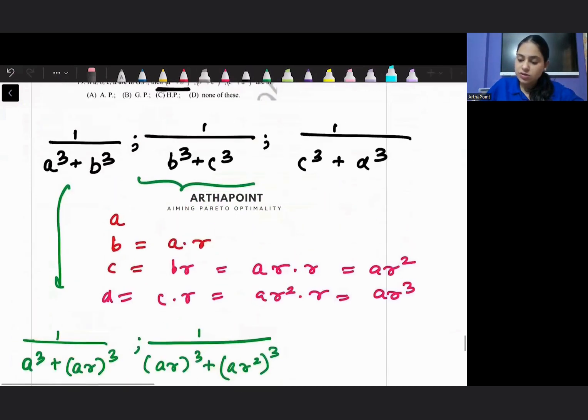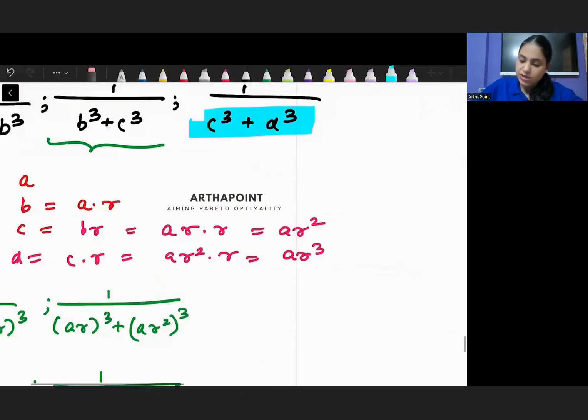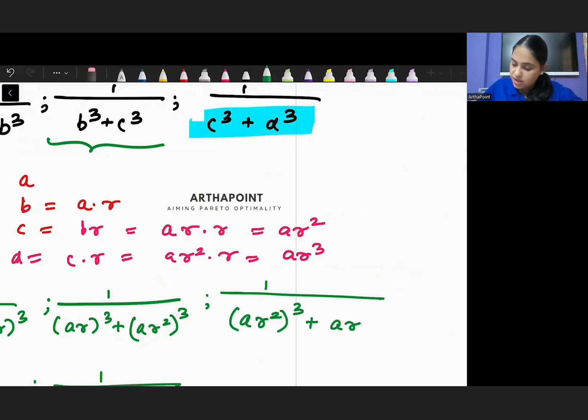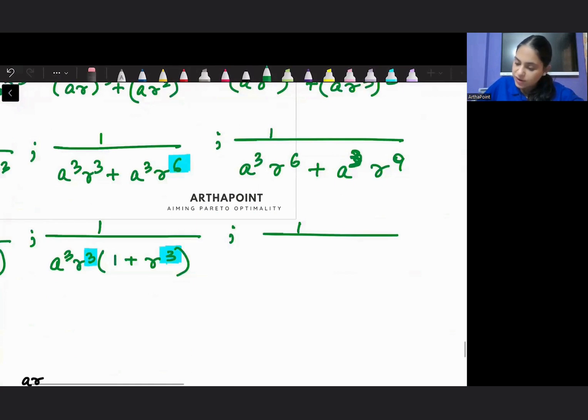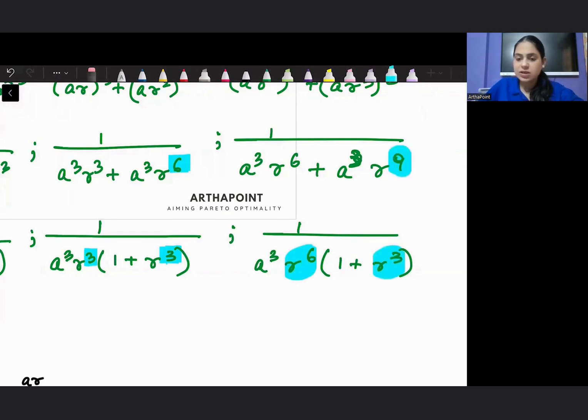Okay, then you go for the third term. Here you again put down these values. So you will have 1 upon AR square whole cube plus AR cube whole cube. This is going to give you 1 upon A cube R to the power 6 plus A to the power 3 R to the power 9. So I will take A cube common, R to the power 6 common, 1 plus R to the power 3. When the base is the same, powers get added. So here the base is the same, the power will add up and you will get the power as 9.